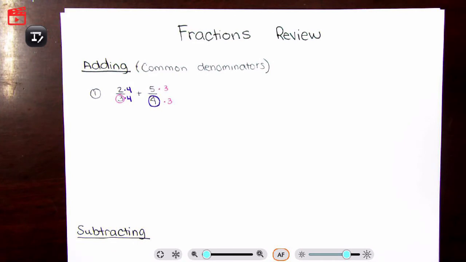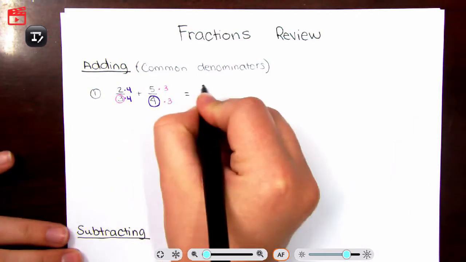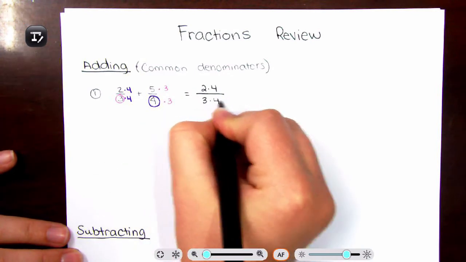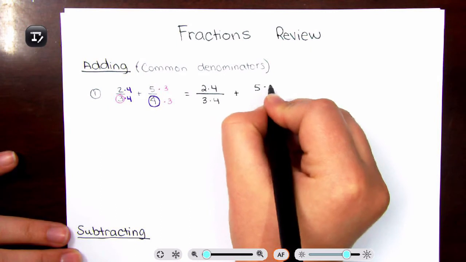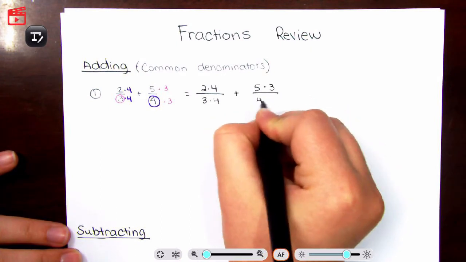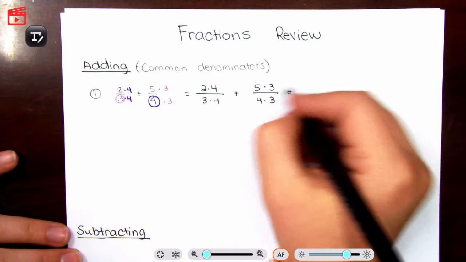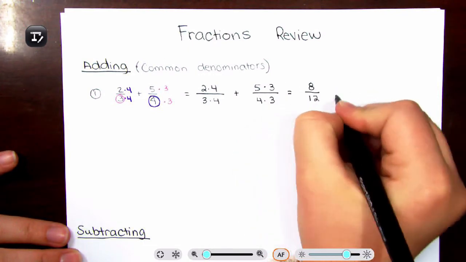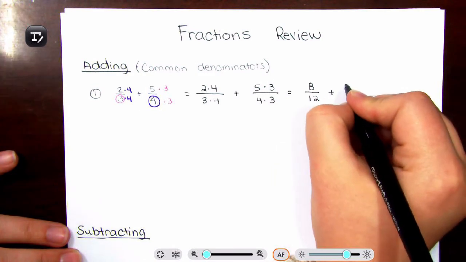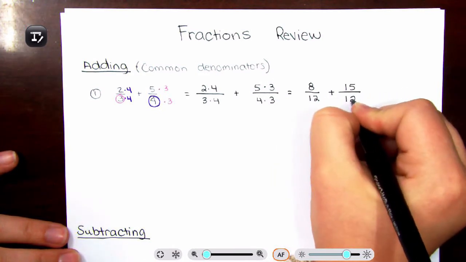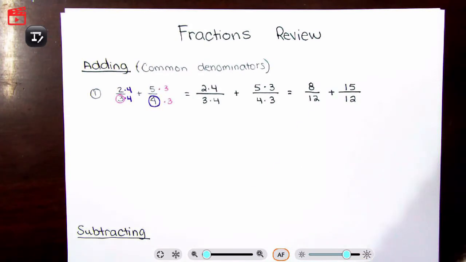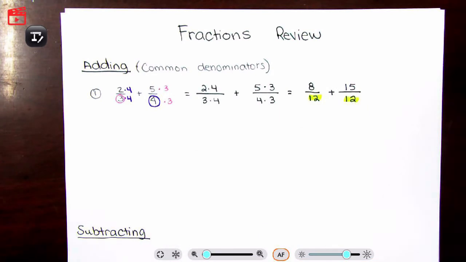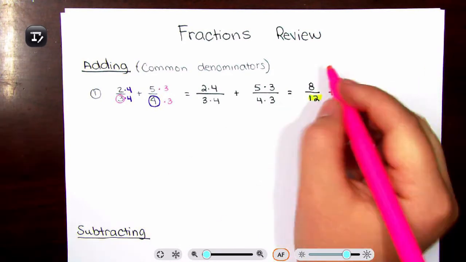And so what we have here is 2 times 4 over 3 times 4 plus 5 times 3 over 4 times 3. And so that gives us 2 times 4 is 8, 3 times 4 is 12, plus 5 times 3 is 15, and we have 12. Now that you have common denominators, the same thing on the bottom, we can add the stuff in our numerator, which is the things on top.